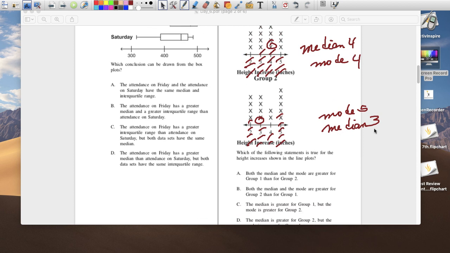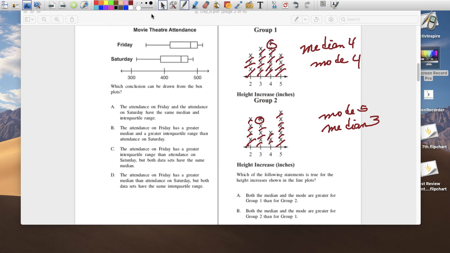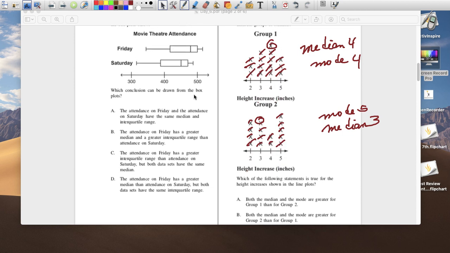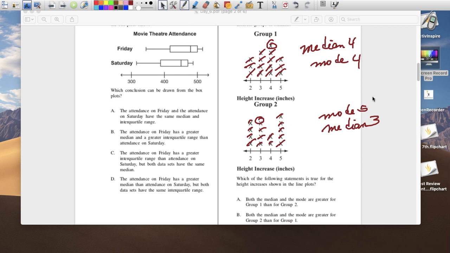But the mode is greater for group 2. Yes, and the mode is greater for group 2. Right, the mode in group 2 is 5 and the mode in group 1 is 4. So C is the correct answer for that one.